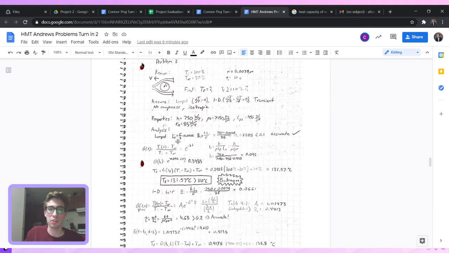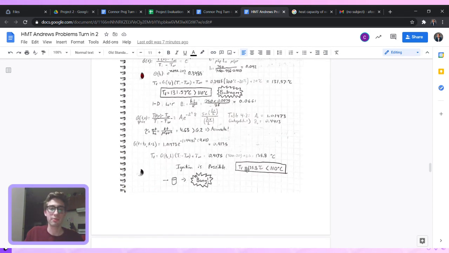The lumped method utilized critical length, which is R/3. This was then used to find the Biot number, which was lower than 0.1, which shows that this method is sufficiently accurate. Then the lumped analysis method was used. The final temperature was found to be 131.57 degrees Celsius, which is greater than our 110 ignition temperature, so that barrel is going to blow up.